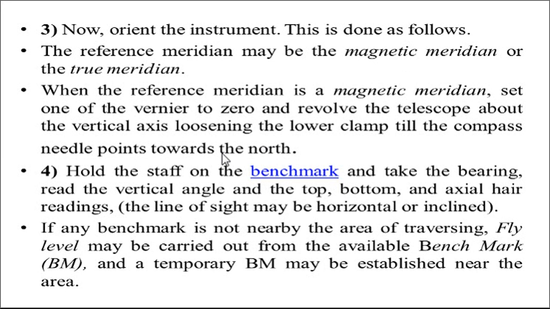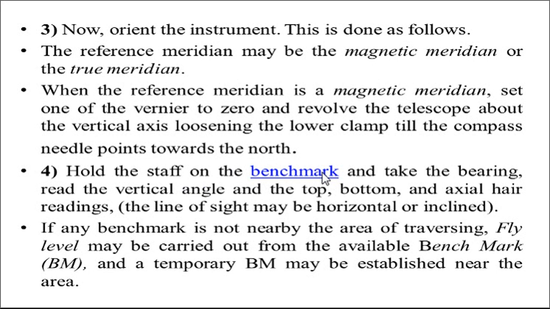When the reference meridian is the magnetic meridian, set one of the verniers to 0 degrees. As we know in the theodolite, vernier A is there and vernier B is there. At vernier A, 0 angle is there, and at vernier B, 180 angle is there. So we have to keep one vernier at 0 by revolving the telescope about its vertical axis after loosening the lower plate clamping screw, and we have to turn it till the compass needle points toward the north direction. Fourth step: hold the staff on the benchmark.